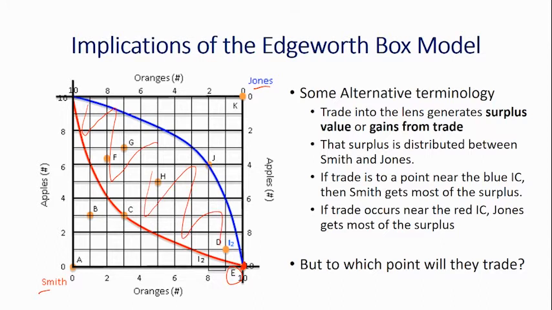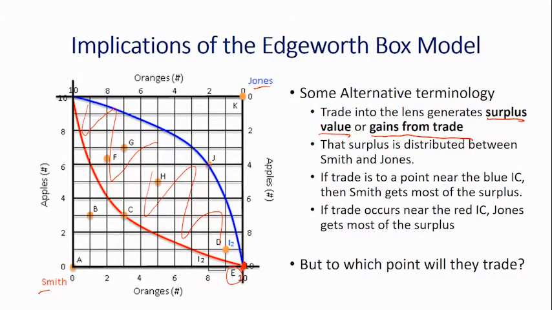And the most important thing about this lens is that if Smith and Jones agree to an exchange of apples for oranges that moves them from point E into the lens, then we are assured that both Smith and Jones will become better off as a result of that trade. We could say, in other words, that there is gains from trade. Both of them will benefit or gain as a result of trading apples for oranges with each other. We can also say that surplus value is being created.